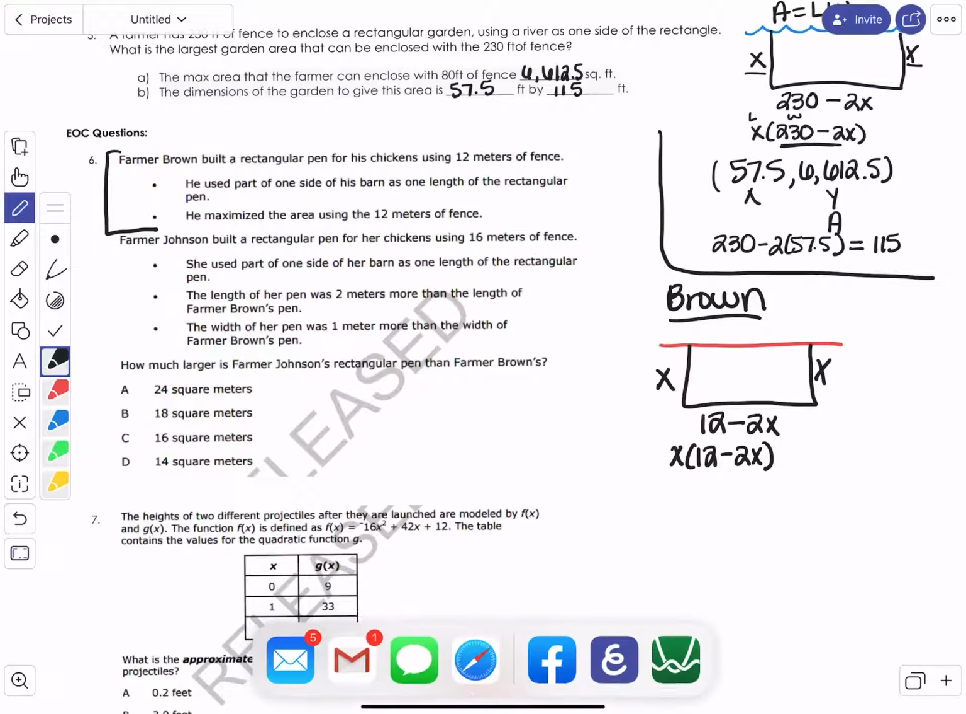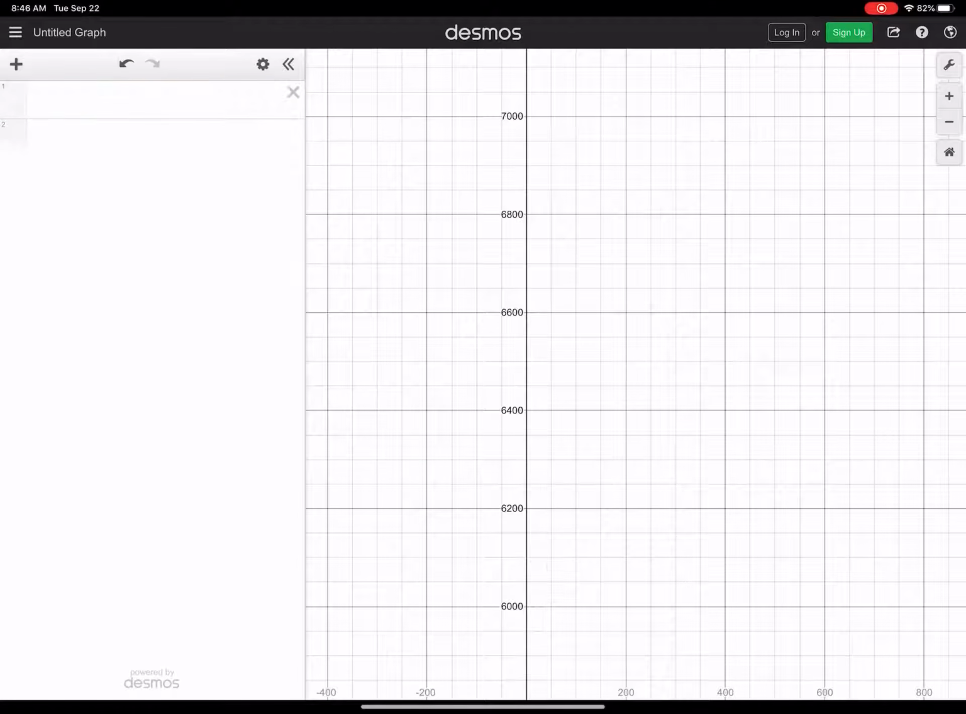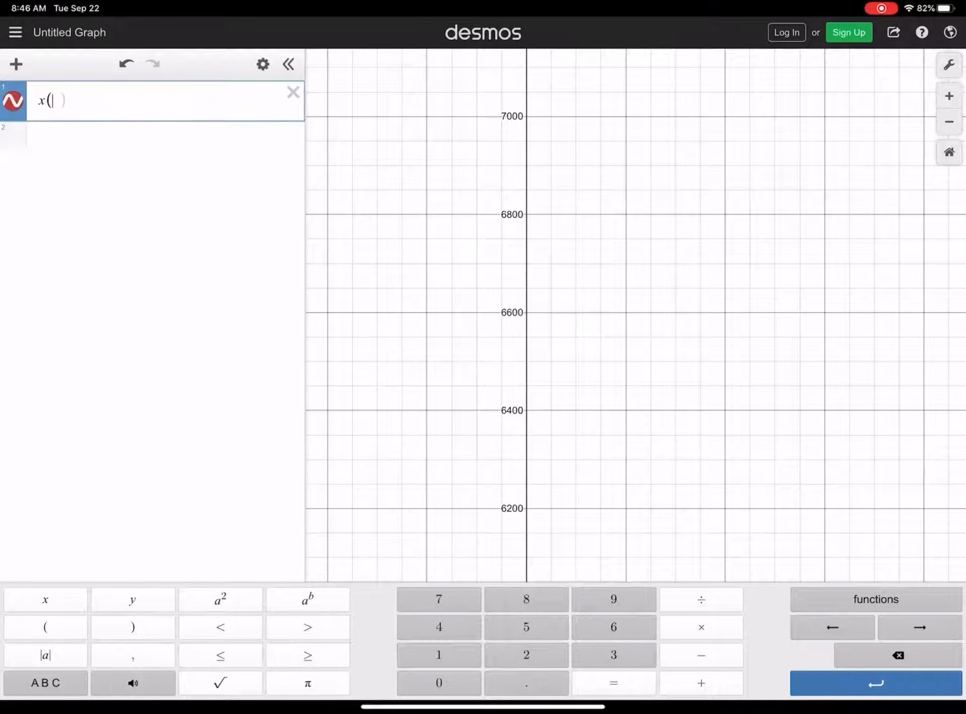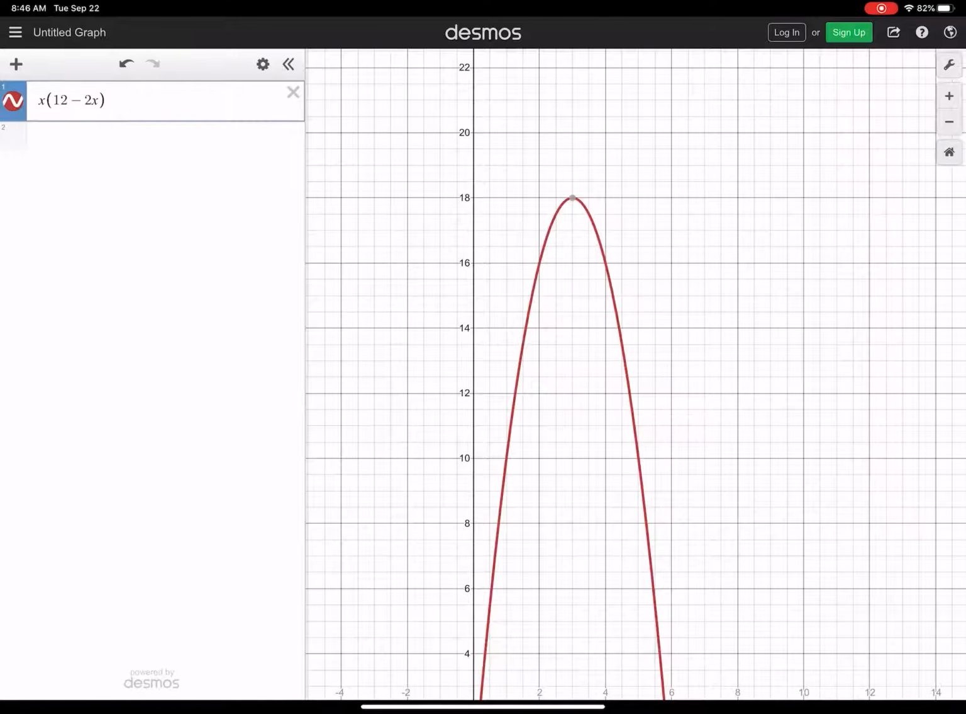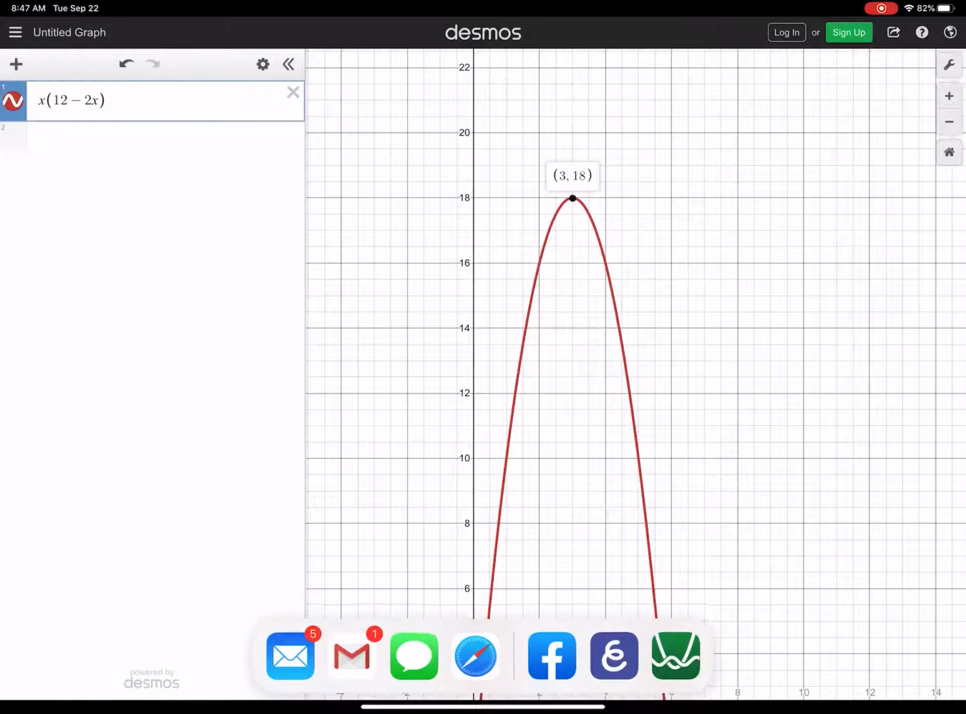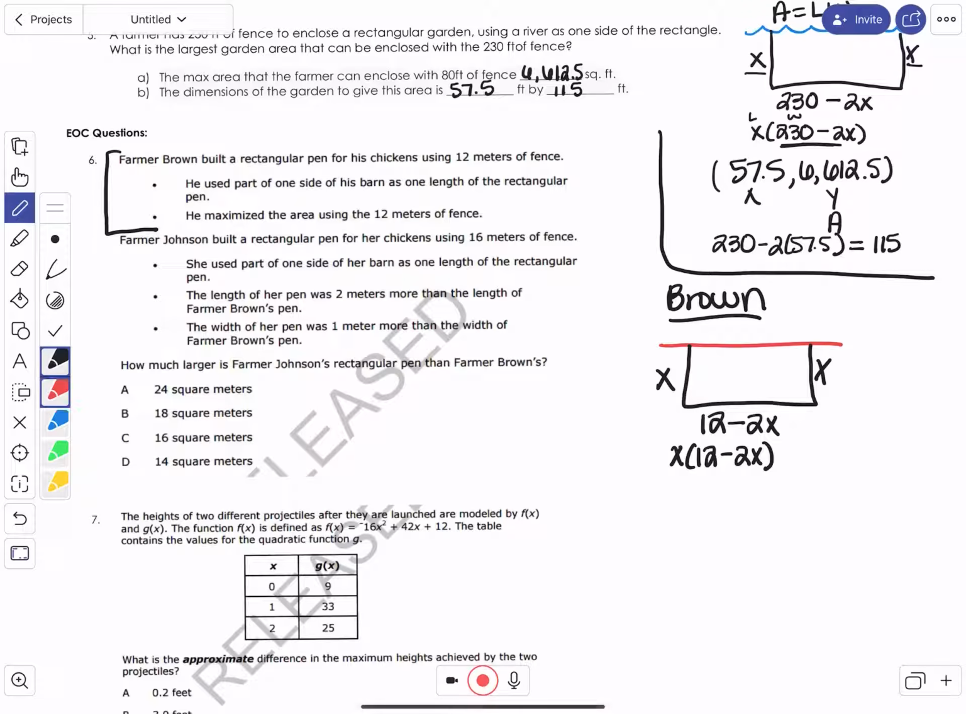All right, we need to go back to Desmos. So x times 12 minus 2x. All right. So his maximum area is 18, and his x is 3, so 3 and 18. Okay, so his x is 3, and his maximum area is 18.